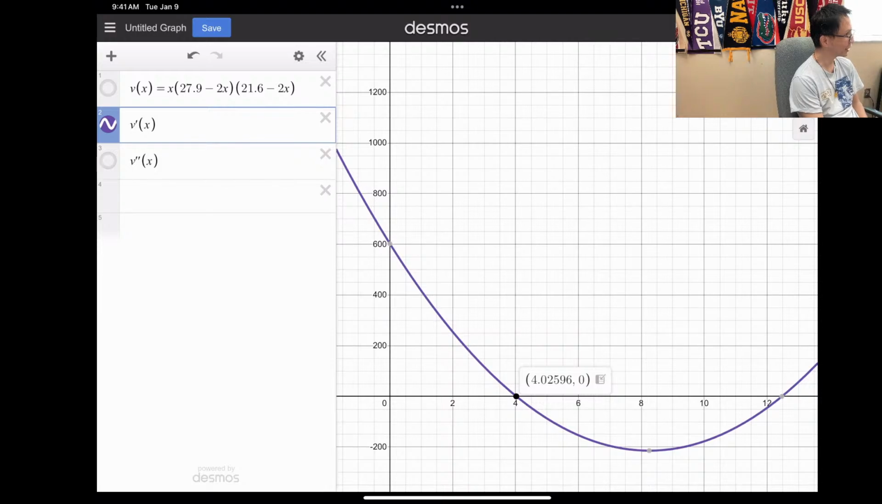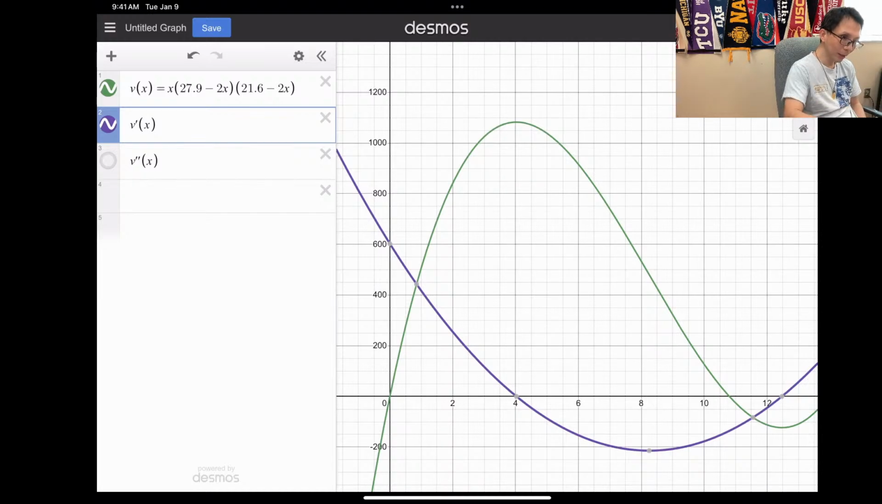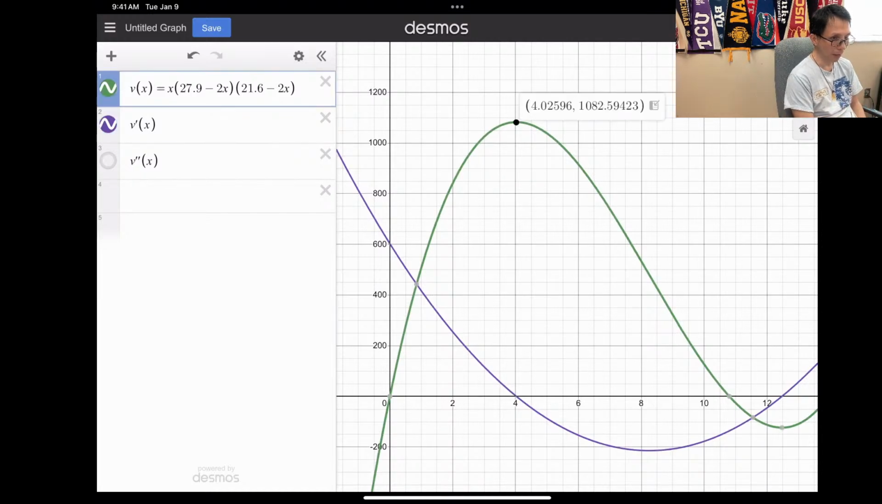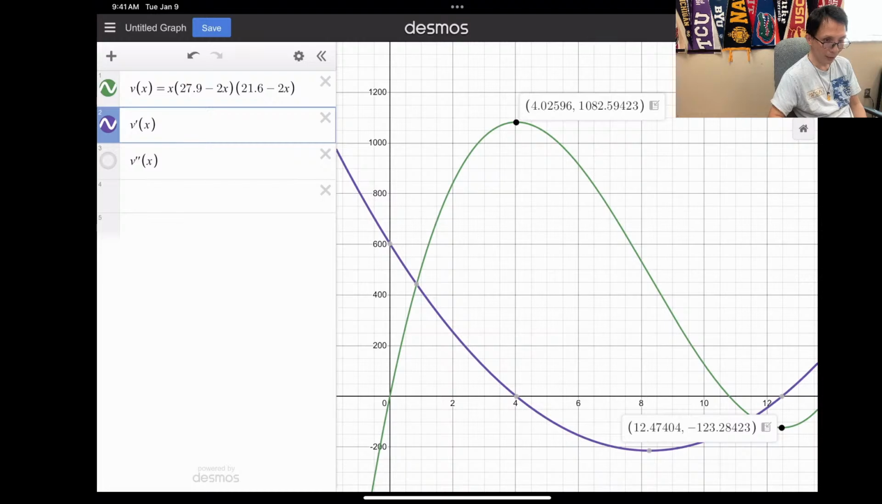Now it's negative, so the volume is going to be decreasing. As the volume starts decreasing, until this point, it's going to create a minimum, right? But the problem is 12.47 is past the physical domain, so it doesn't really matter there. But if you look at the original function, you see that at 4.02, it's a maximum. See how it crosses the x-axis at 12.47? It becomes a minimum there.